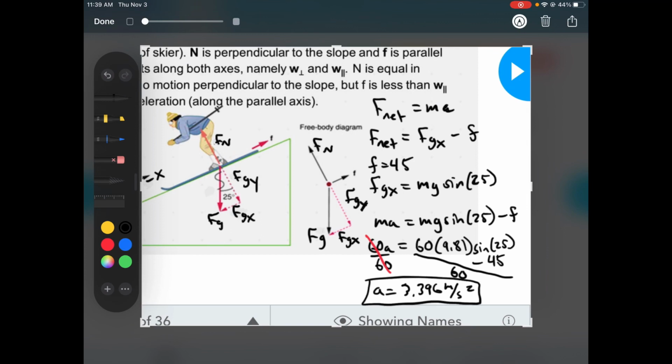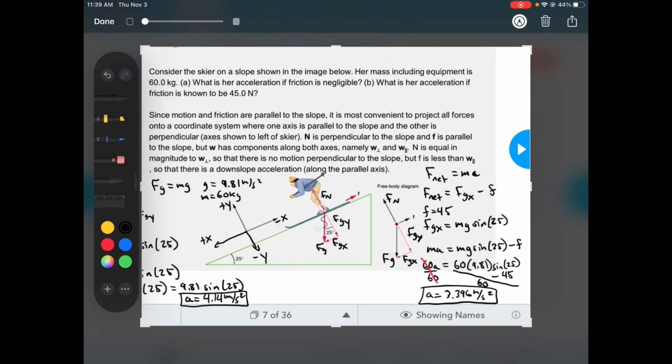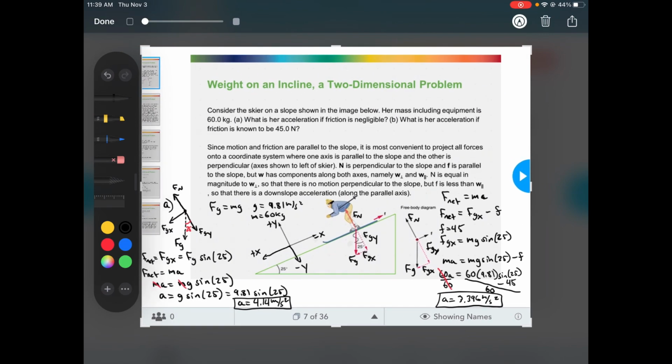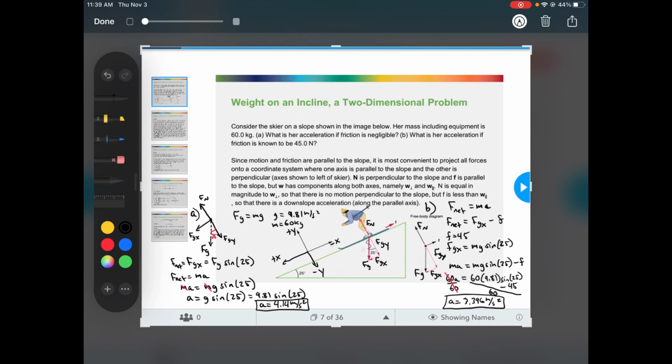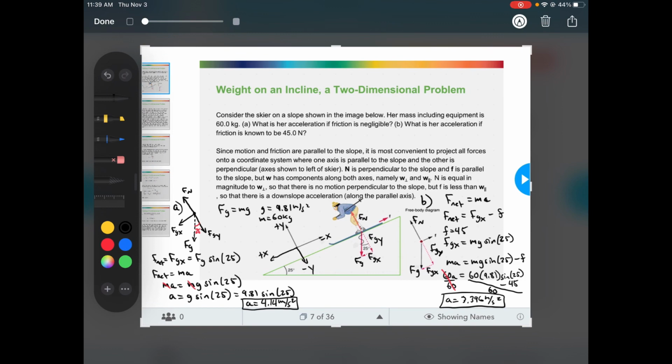We got a lower acceleration than we had before, which is good because we have friction counteracting that movement, which is going to slow down our skier down the slope. And here's our two calculations together. Didn't mark this as part B, but there we go. And there you have it.